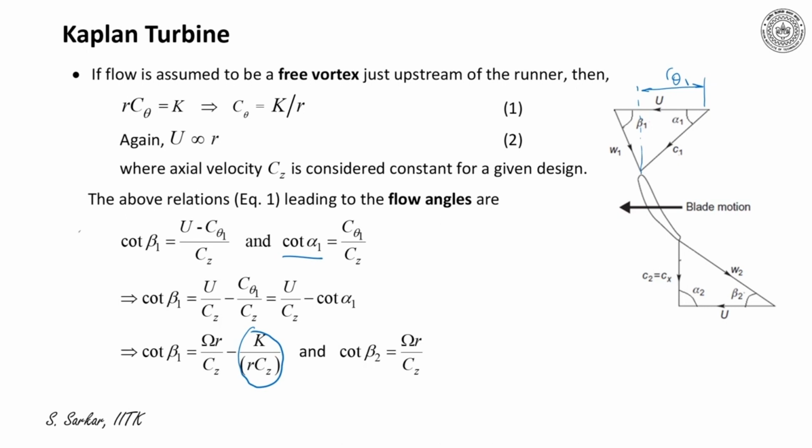So this relation tells us that beta 1, beta 2 and alpha 1 are functions of R. So the flow angle changes at different radius, resulting in the highly twisted blade.